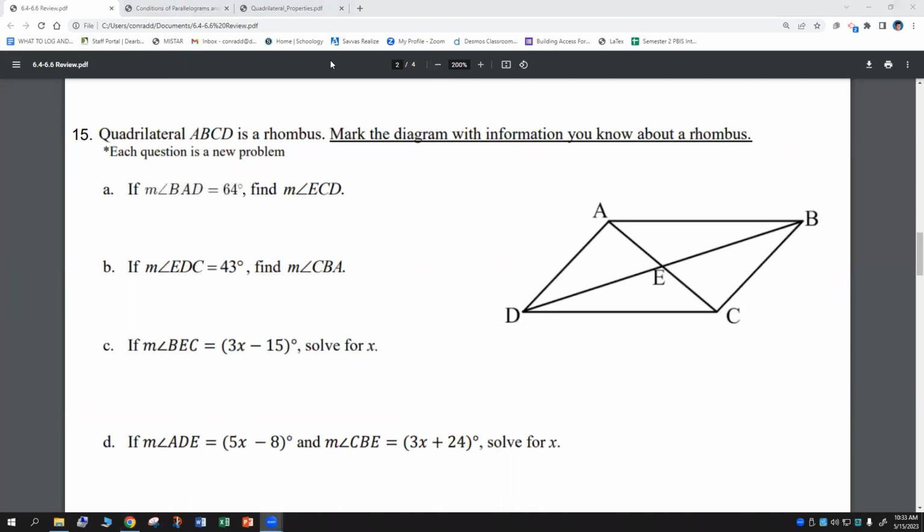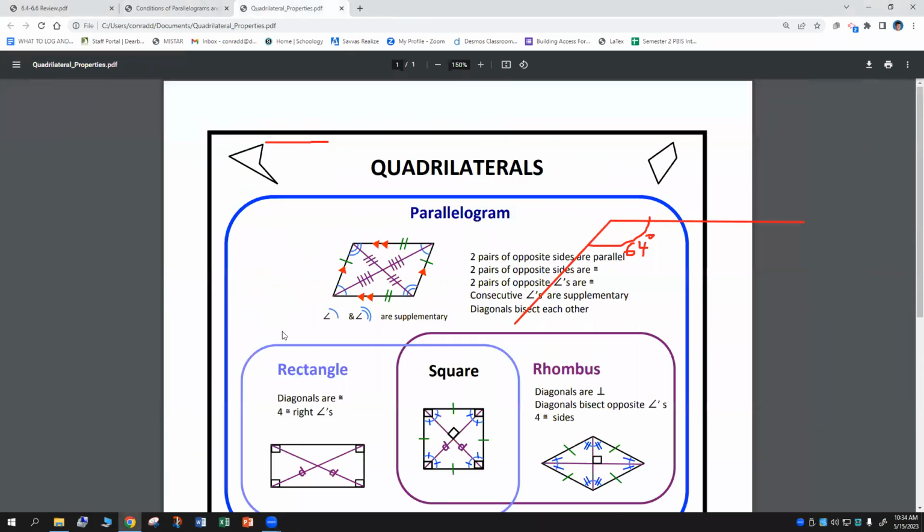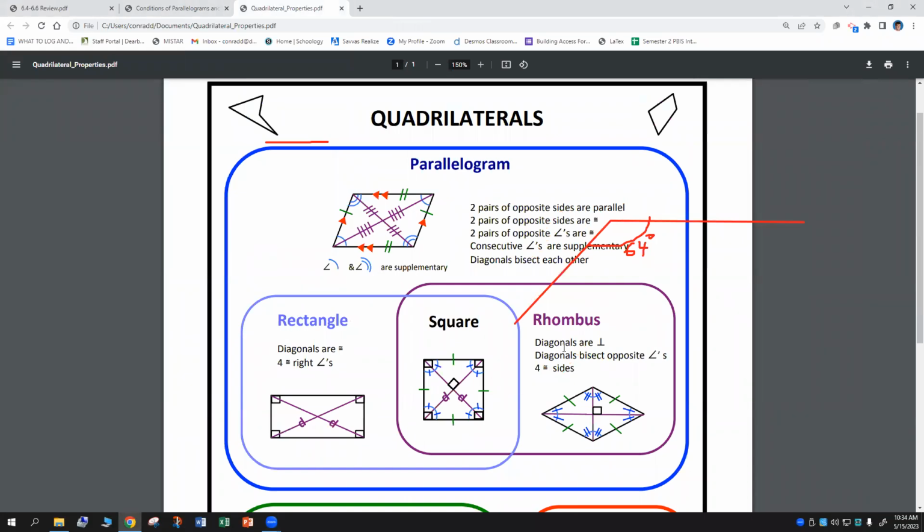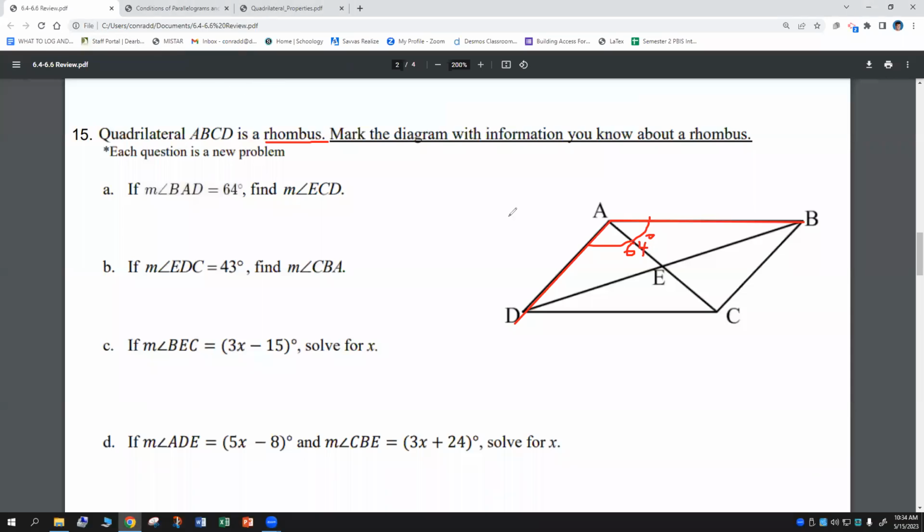All right, angle BAD. That's this angle right here, BAD. This angle is 64 degrees. Since this is a rhombus and diagonals bisect opposite angles, we know that each of those individually is going to be 32 degrees. Half of 64 is 32.